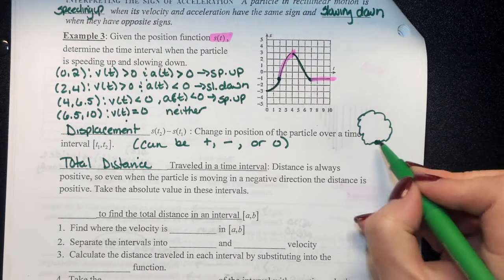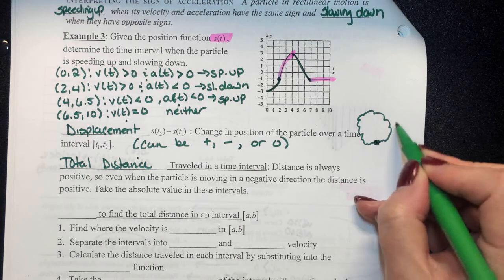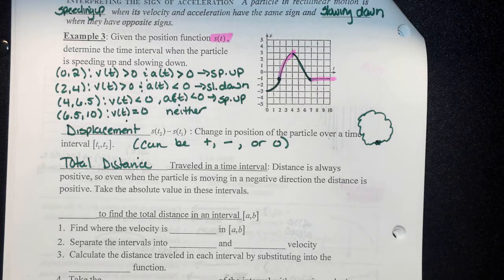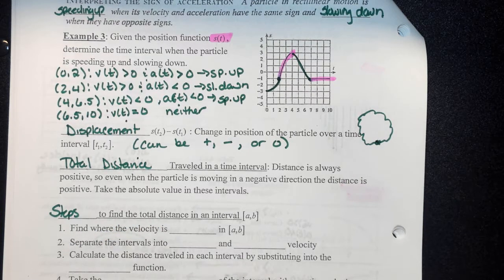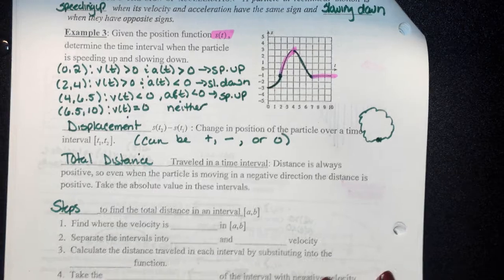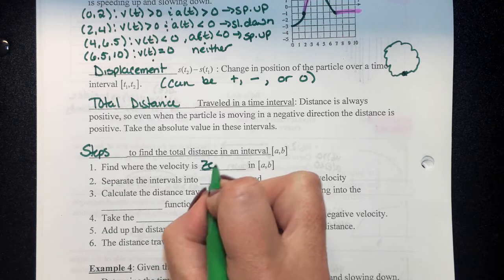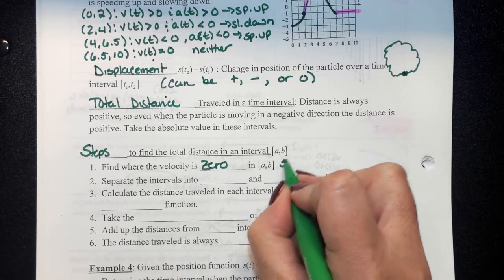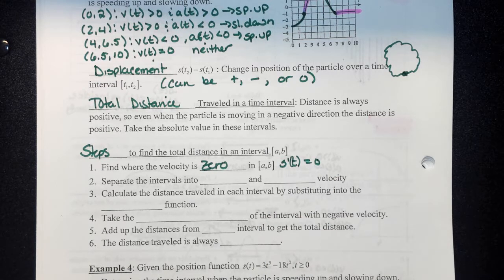So in this particular case, notice, even though I'm starting and ending in exactly the same spot, the total distance traveled would not be equal to 0. All right? So here's the steps to find the total distance. First of all, you need to find where your velocity is 0. So again, remember, just like what we've been doing, you take your s prime of t and set it equal to 0.